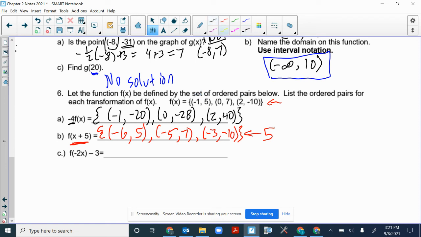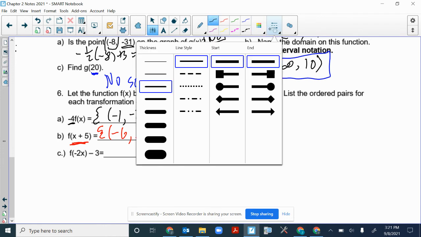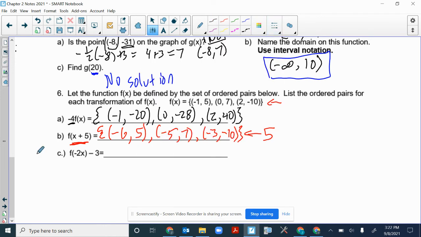Okay, and then this last one for C, you can skip that one. I'll show you how to do it, but the reason why I'm telling you to skip it is because of this ×2 on the inside. It's not one we test on, so it's not one you have to worry about.